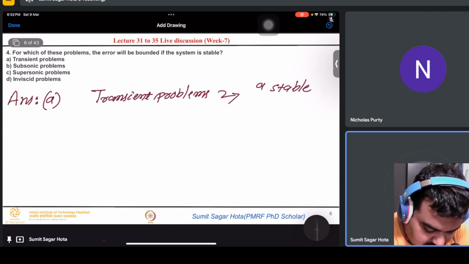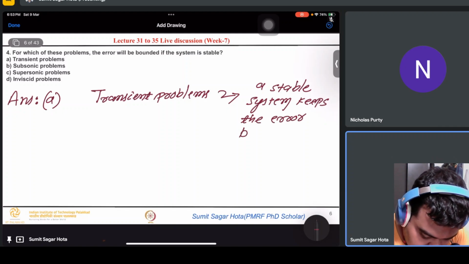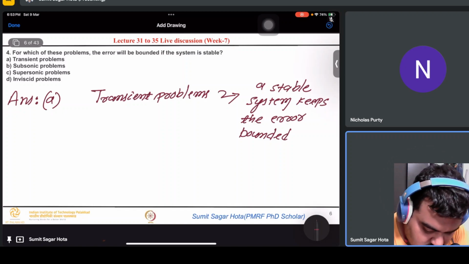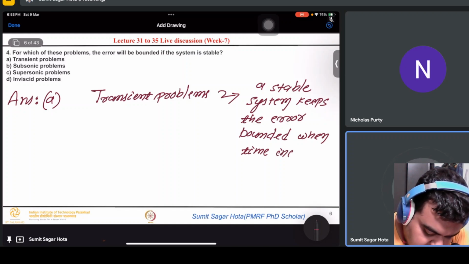A stable system keeps the error bounded when time increases.